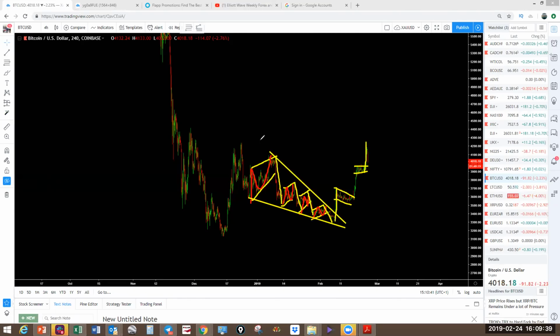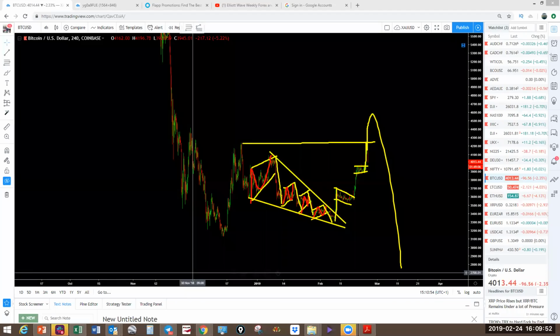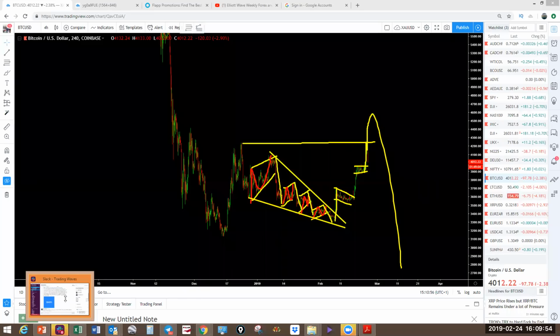up here. So this is what we said was going to happen. I said this was going to break here and then come down. So don't be surprised if it breaks here and then comes down, or it reverses at current levels. So that is what we expected. So this is how we looked at this setup in our group.